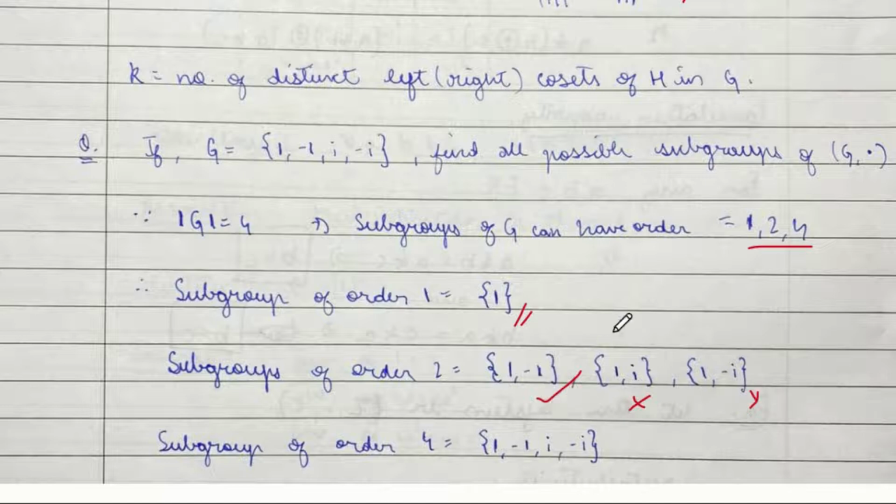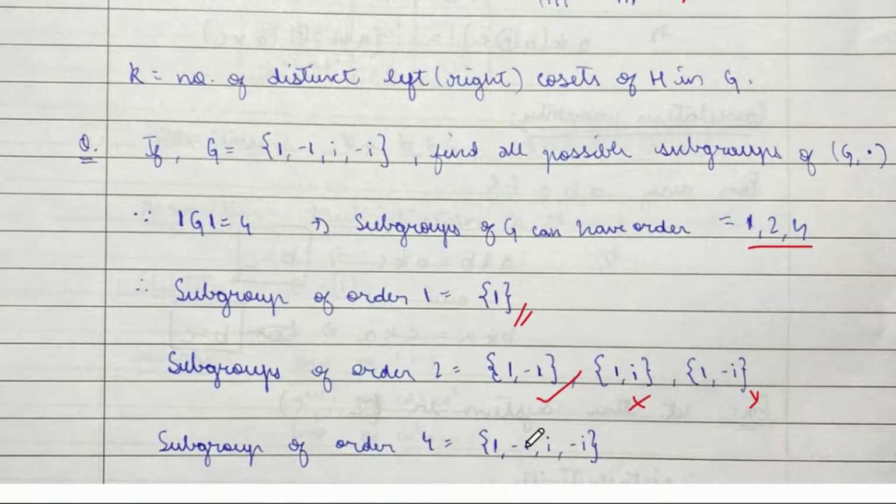This is the only possible subgroup of order 2, {1, minus 1}, because the inverse of minus 1 is minus 1, and the inverse of 1 is 1. 1 into minus 1 or minus 1 into 1 both give the value minus 1, which is present, and the identity element of G is 1. So therefore this is a subgroup.